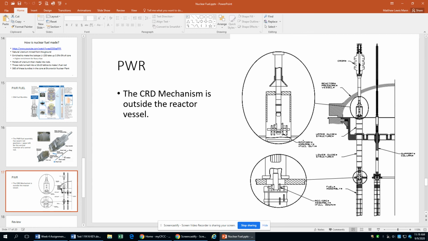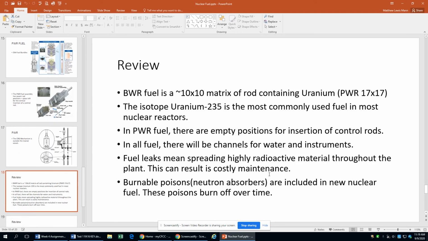So here's another look at our little latches and our CRD mechanisms that are gripping onto everything there, and the magnets that are holding on to it. BWR fuel is around a 10 by 10 matrix, and PWR is about a 17 by 17. So one bundle is going to be roughly, not quite, but roughly 100 pins in here, 17 times 17, 250, something like that.